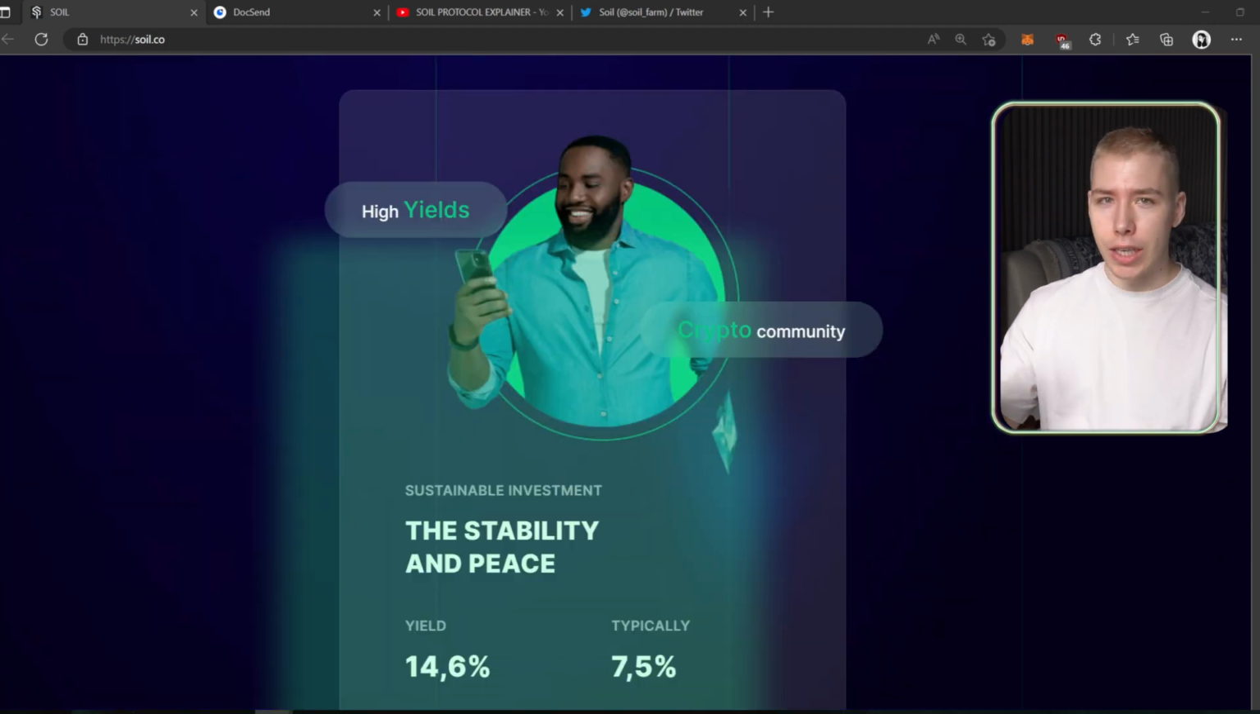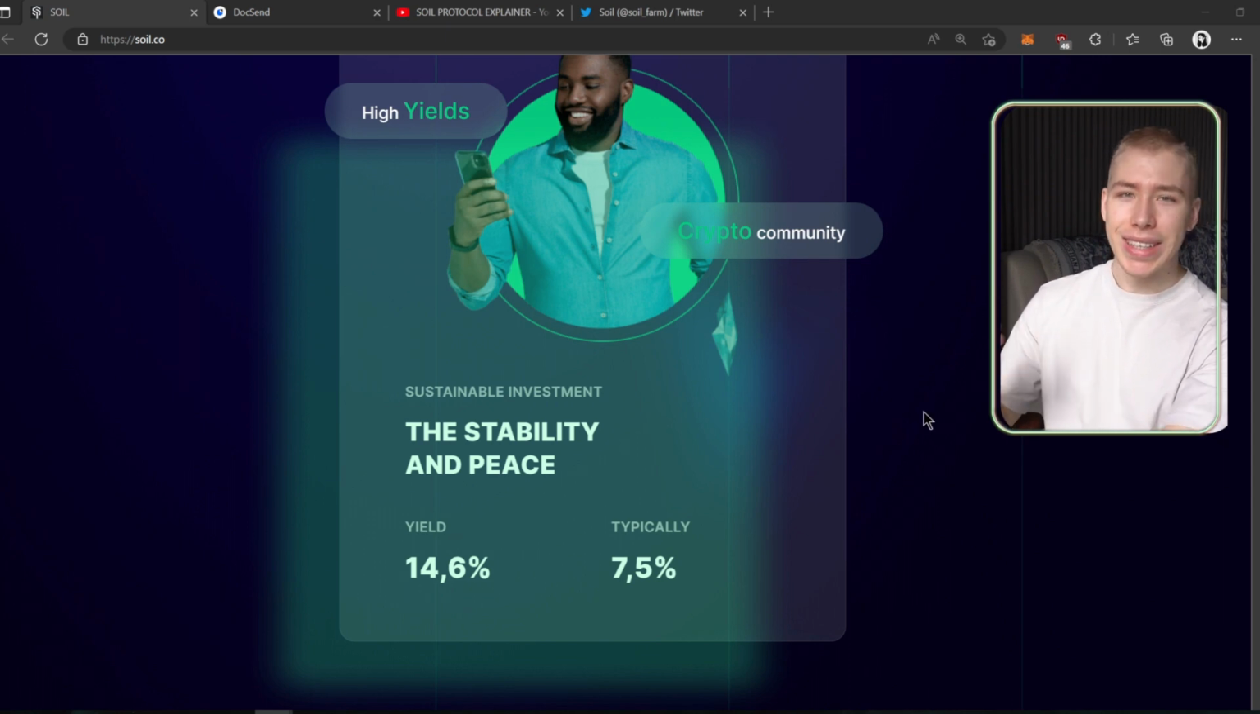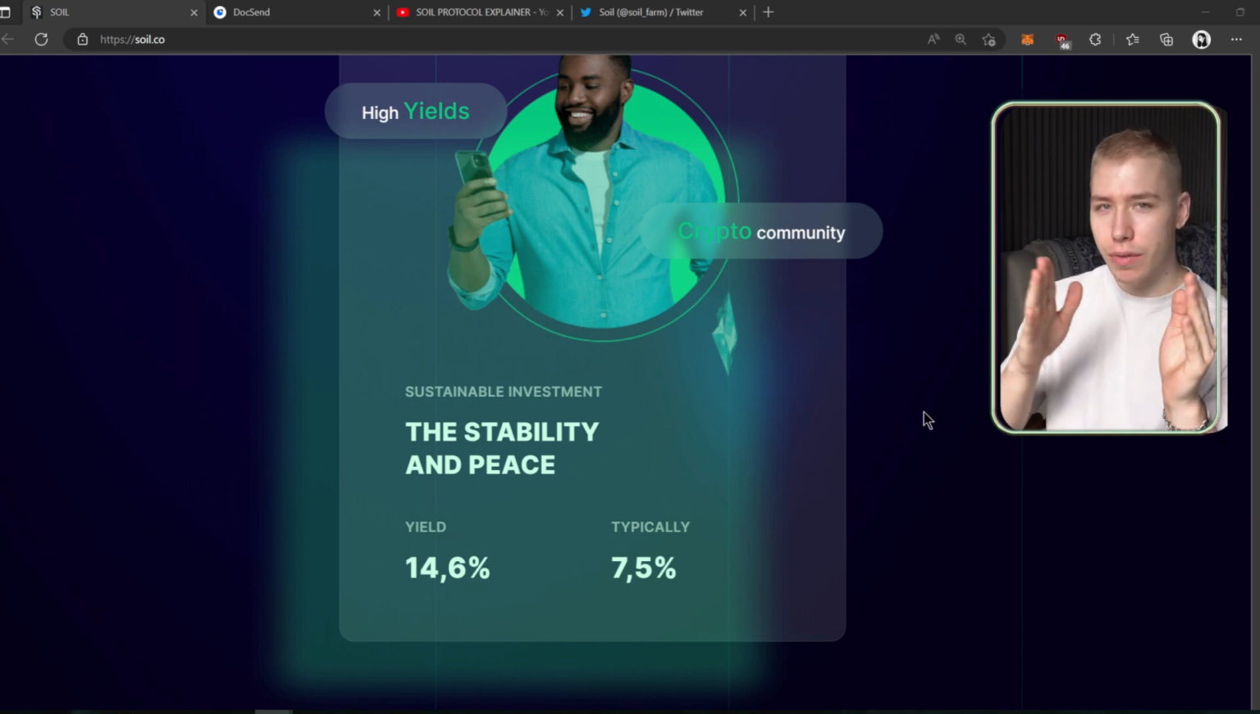So when in the past only banks and giant financial institutions were able to lend out huge sums of money and get that percentage paid out to them over time, now with Soil, we can all join a pool. You can use X amount of money, however much you have and want to invest, and then get a pretty good yield. For example, typically it would be like 7.5%, and here it would be 14.6%. As an example, obviously that changes from project to project.